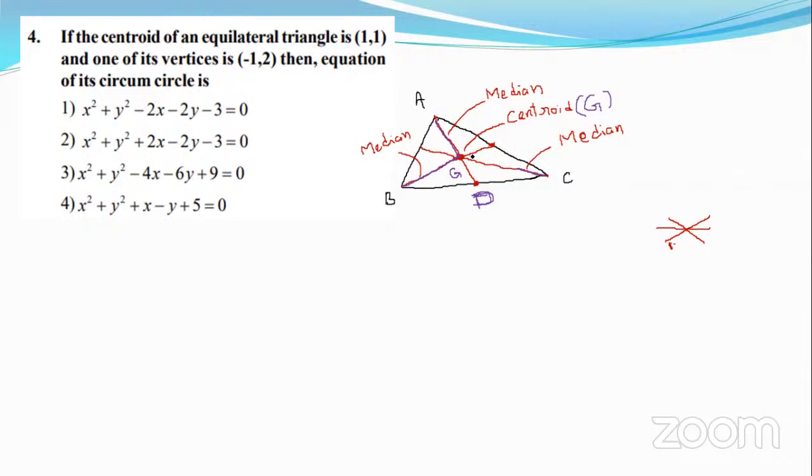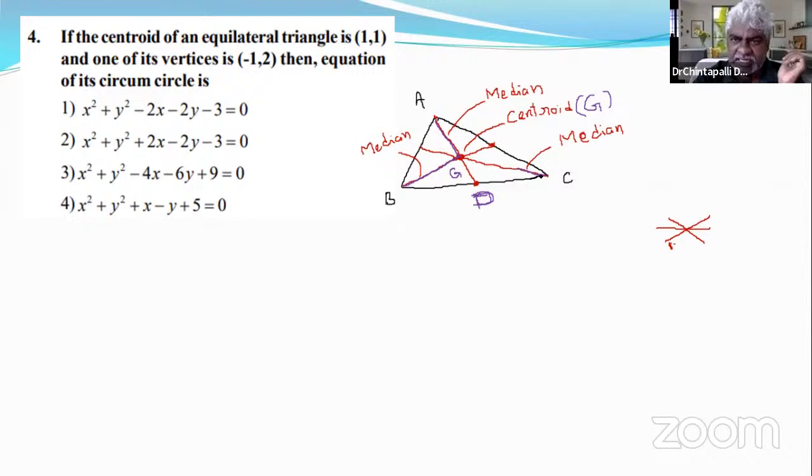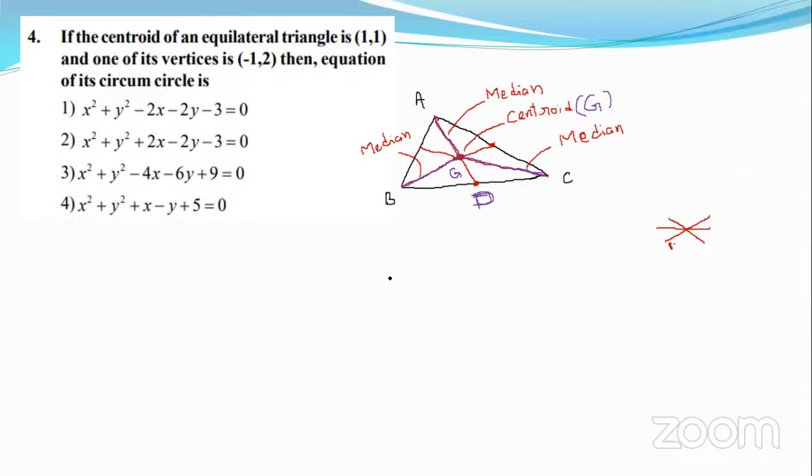Here, AG, BG, CG may not be the same. Got it? Now, let's do another experiment.